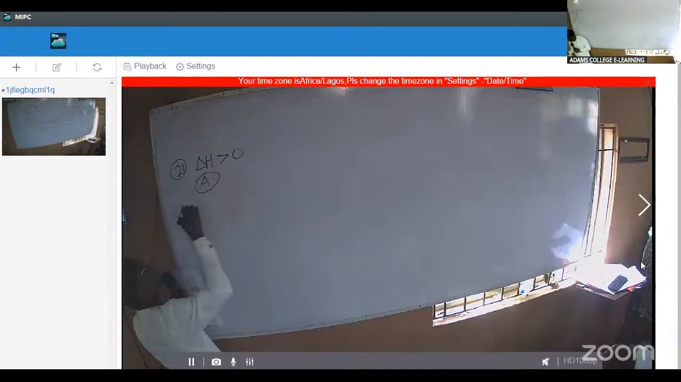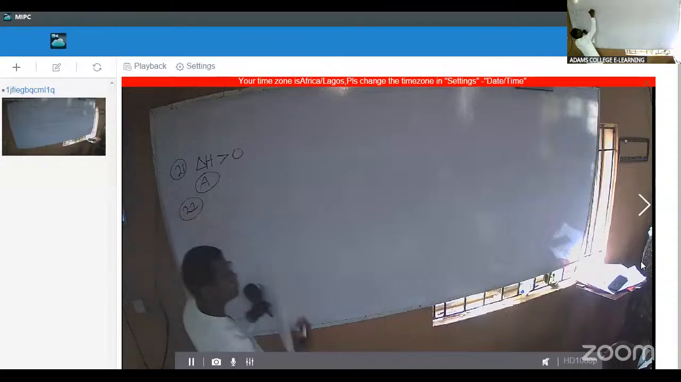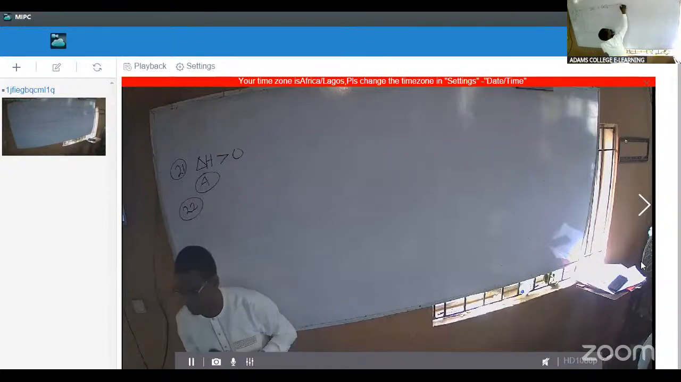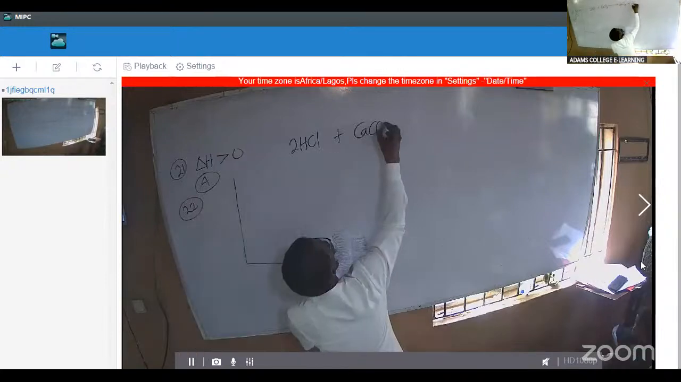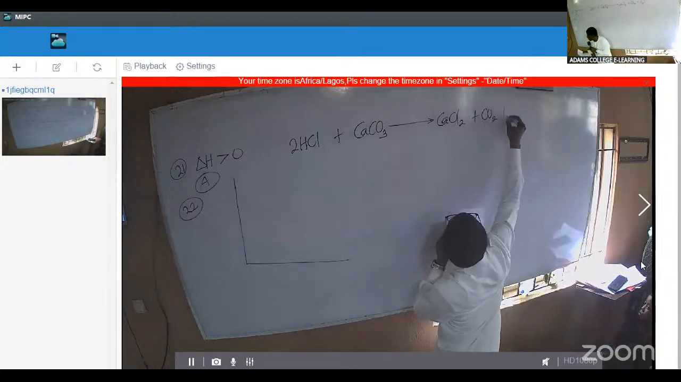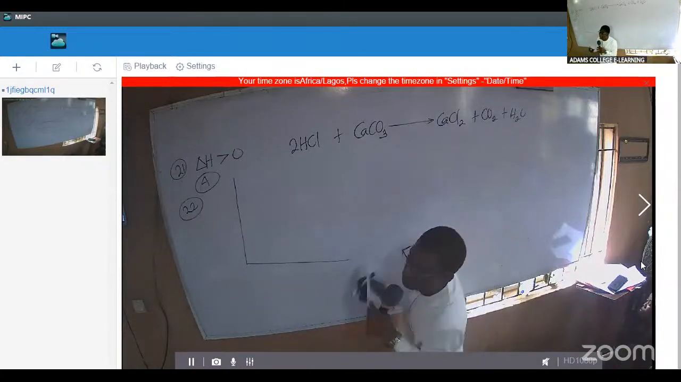22. From the reaction above, which of the curves in the diagram represent the product? Look at that word. They gave us 2 graphs. Look up. What did they ask? Look at the question. The question says, from the reaction, which of the curves in the diagram above represent the production?